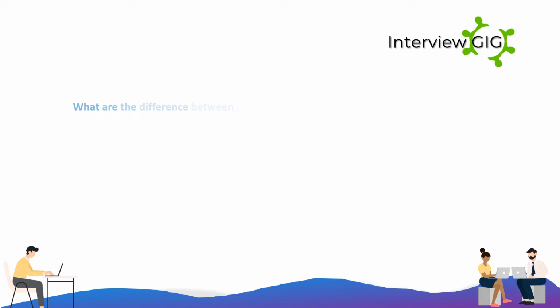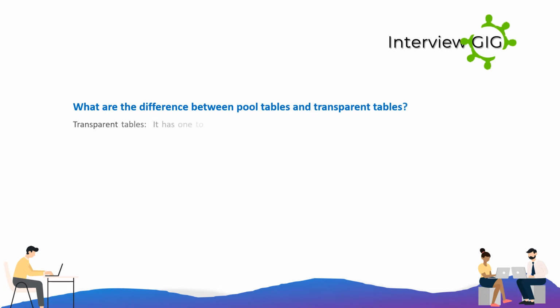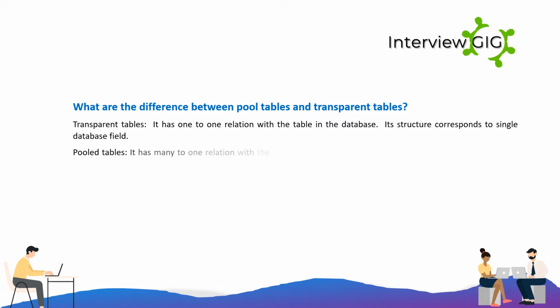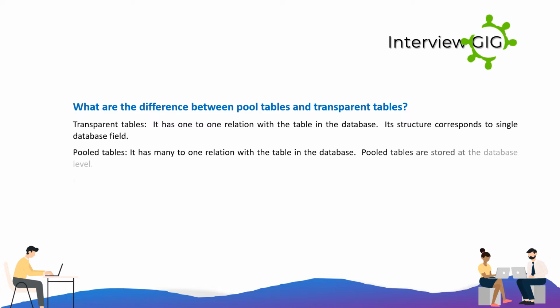What are the differences between pool tables and transparent tables? Transparent tables: they have a one-to-one relation with the table in the database. Its structure corresponds to a single database field. Pooled tables: they have a many-to-one relation with the table in the database. Pooled tables are stored at the database level.